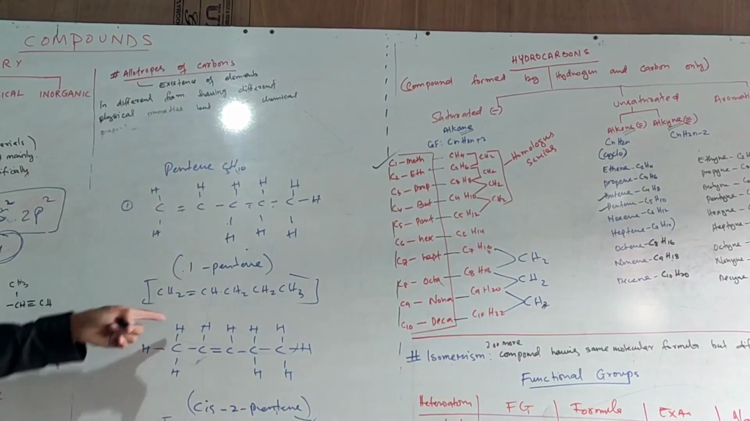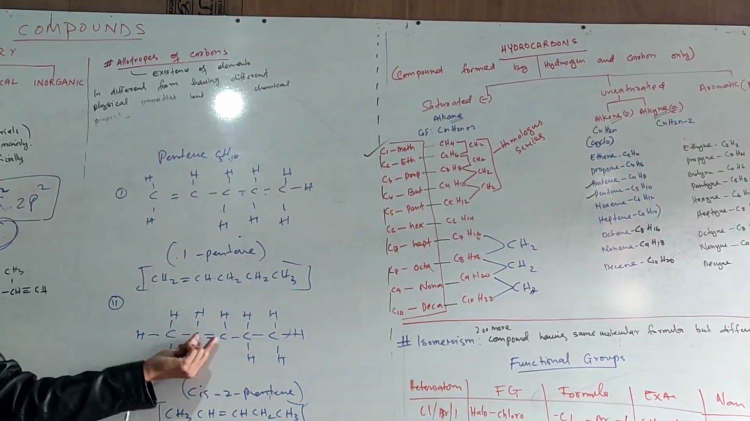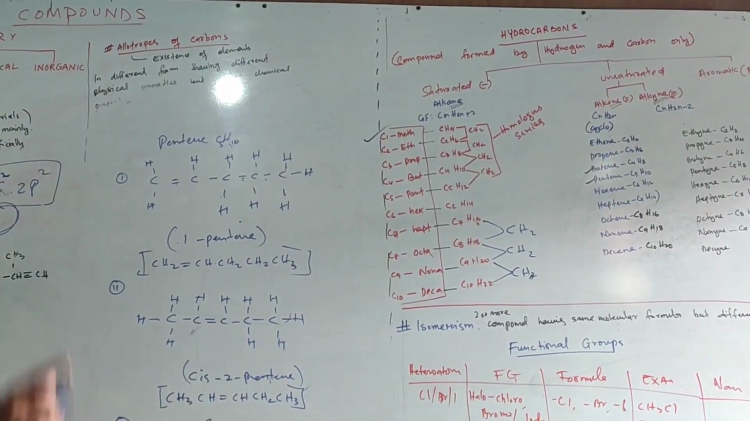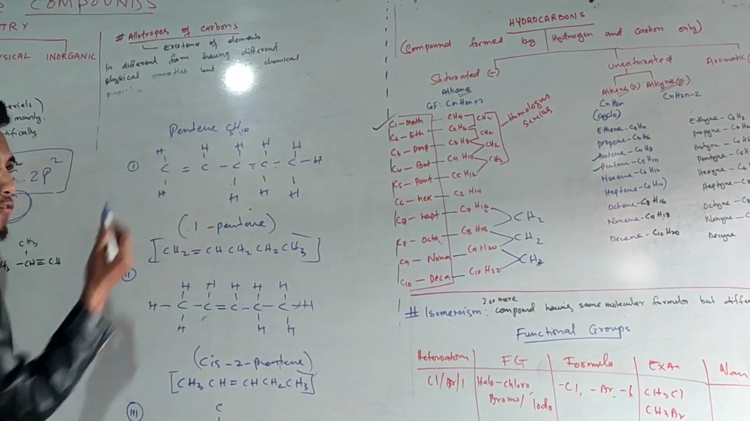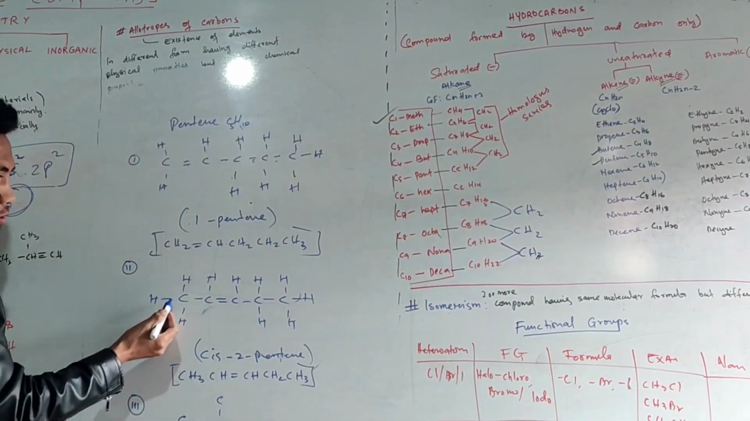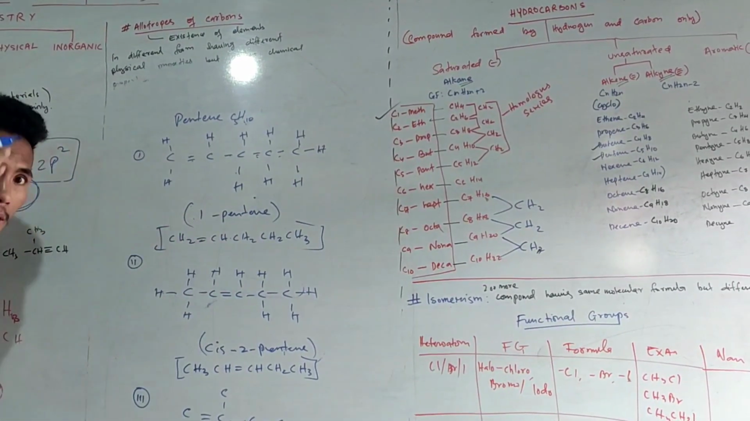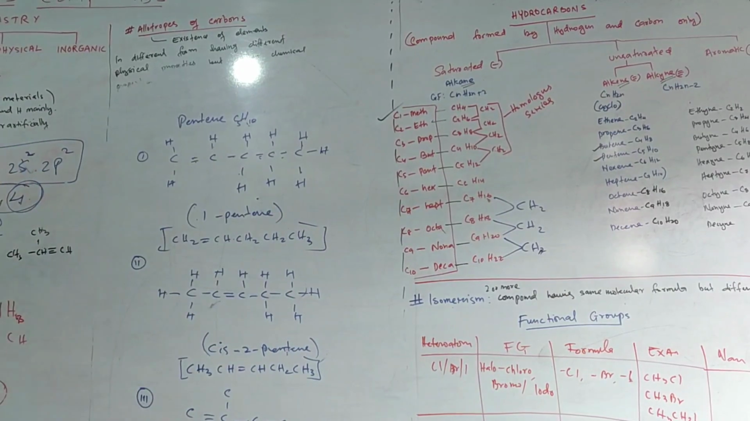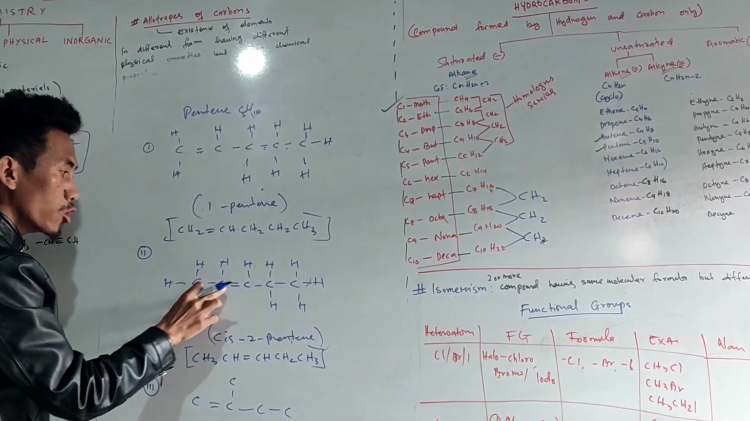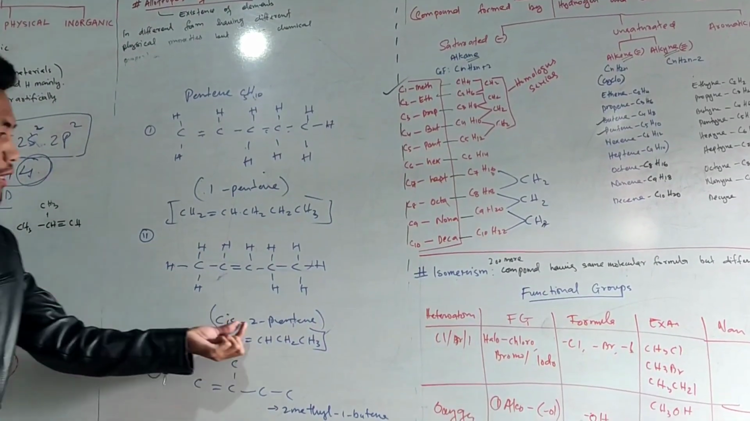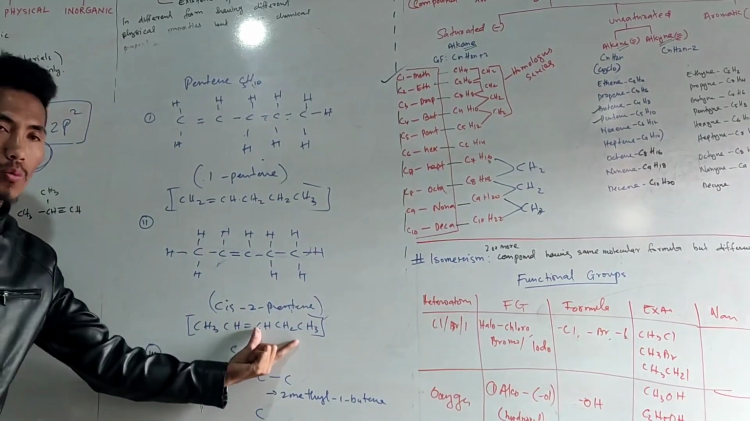Again, moving to the next one, that is the second one, CH3. We can also write like this, because the carbon contains 5. I'm just replacing the position of the double bond. In this case, the double bond is in the first one, and in the second case, the double bond is present in the second one. So we call it 2-pentene, cis-2-pentene. This is the short way to write pentene.